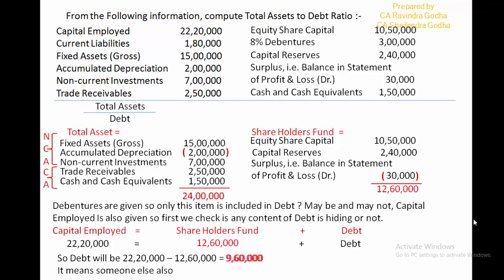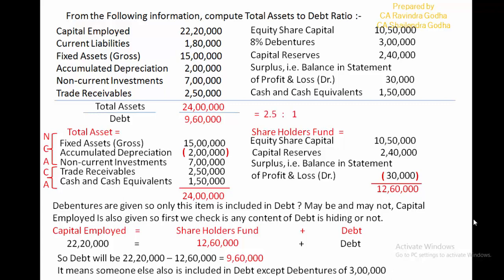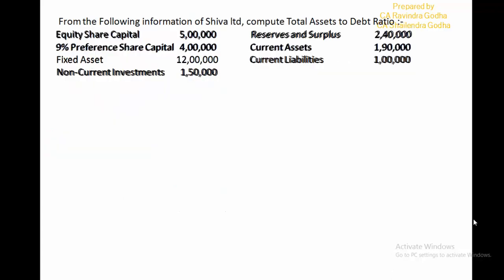It means something else is also included in debt except the debentures of rupees 3 lakh. It may be long-term provisions, public deposits or other long-term borrowings. So debentures alone are not included in debts. Now total assets are rupees 24 lakh and debt which we calculated is 9,60,000. So the ratio is 2.5:1. Now move to the next question.